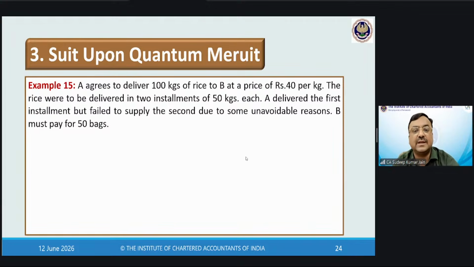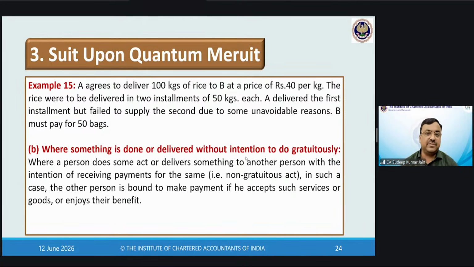भैया 100 का ऑर्डर किया था, 50 हो गए, अनअवॉइडेबल रीजन है, उसके हाथ में नहीं है, कोई गलती नहीं है, तो भैया 50 का पेमेंट तो करो आप. Please read the example once again, then I will come to point number B.